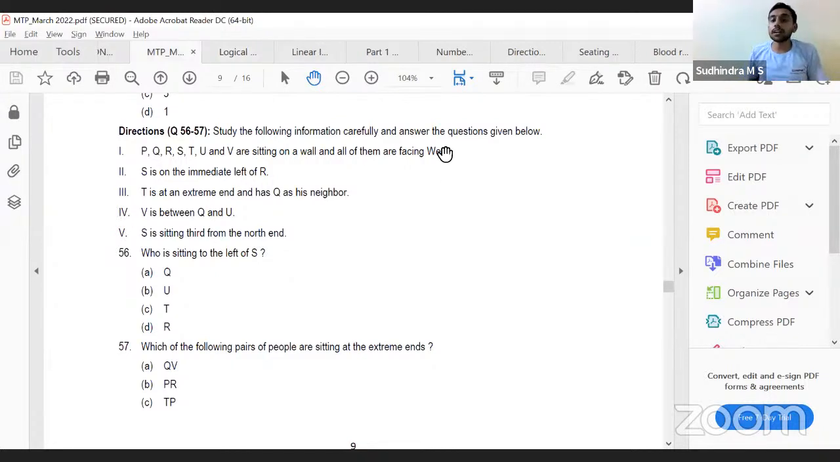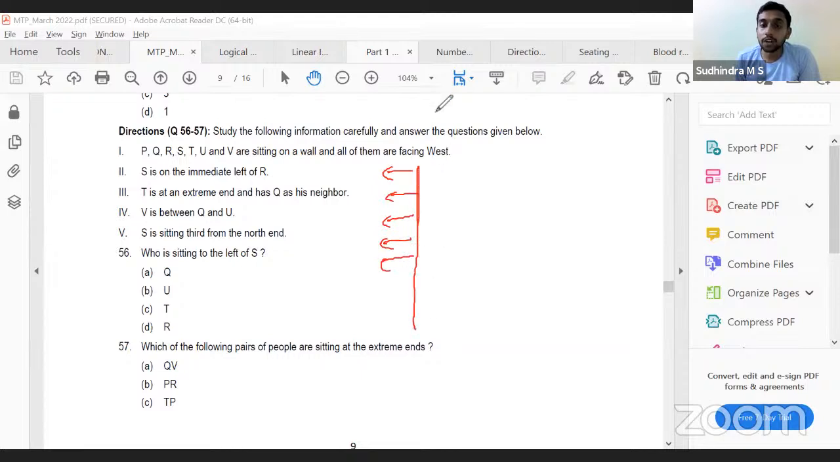So here, what is the definite information that we have? First, is it linear or circular? Linear, they are sitting on a wall, so obviously they cannot sit in a circle. It has to be linear, right? And what is the definite information? S is sitting third from the north end, and T is at the extreme end. We do not know which extreme end. Now they are facing west. Facing west means they are sitting like this. So if they are sitting like this, what is north to them?